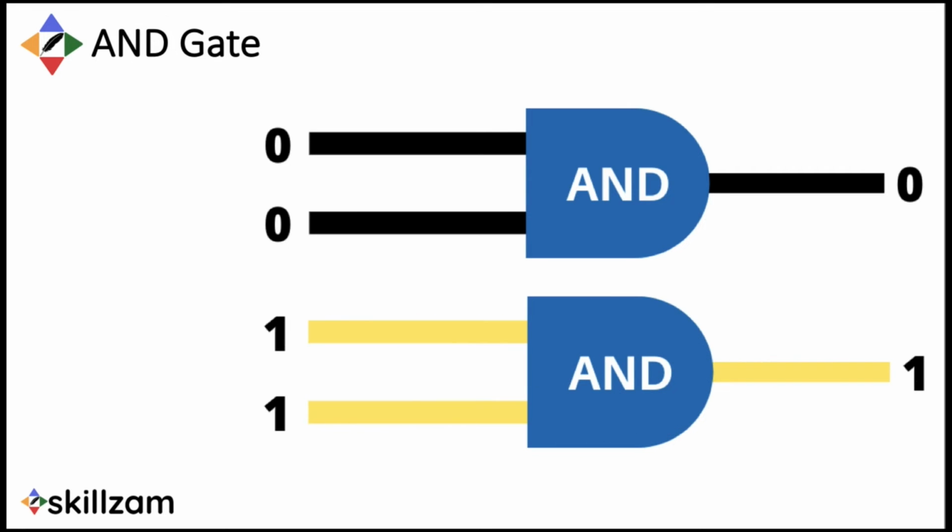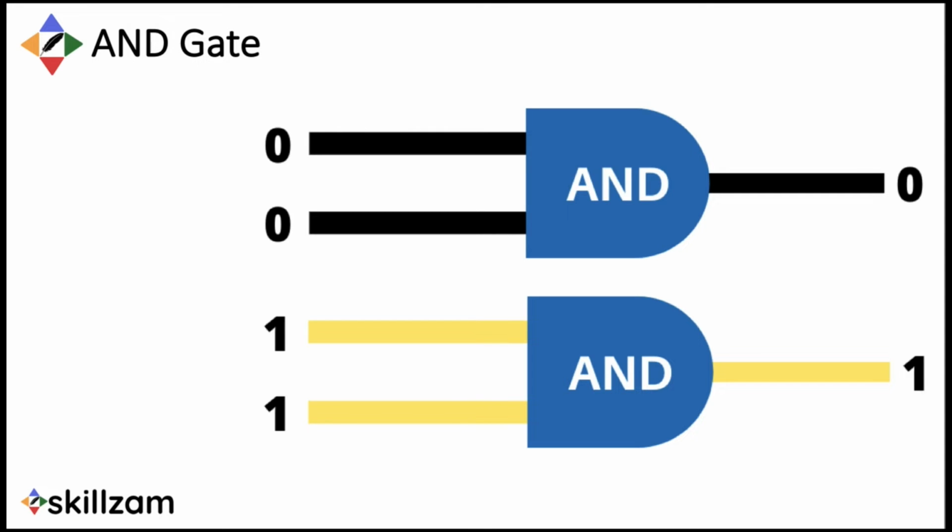Just the opposite would happen when the wires are in the on state, which carries a value of 1. Both the wires enter the AND gate and output the value 1, which is on. So the AND gate is a Boolean operation, an operation on values that are either true or false, and outputs true or false based on the logical manipulation of those inputs.